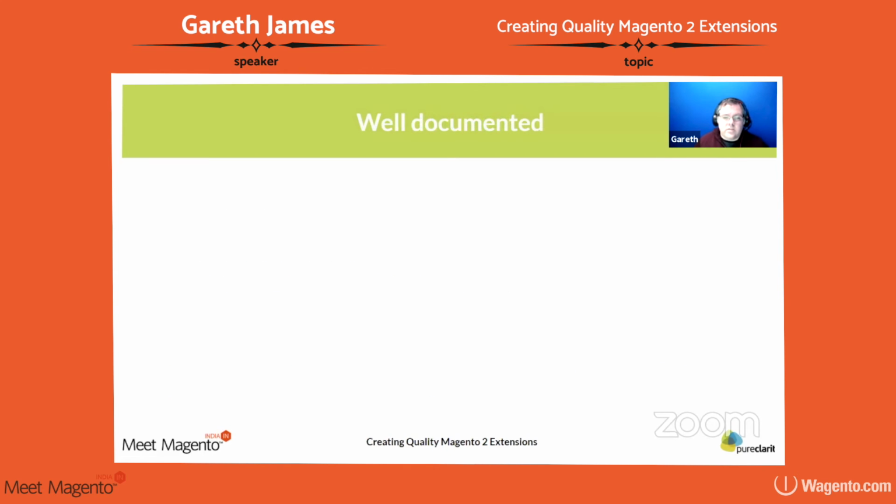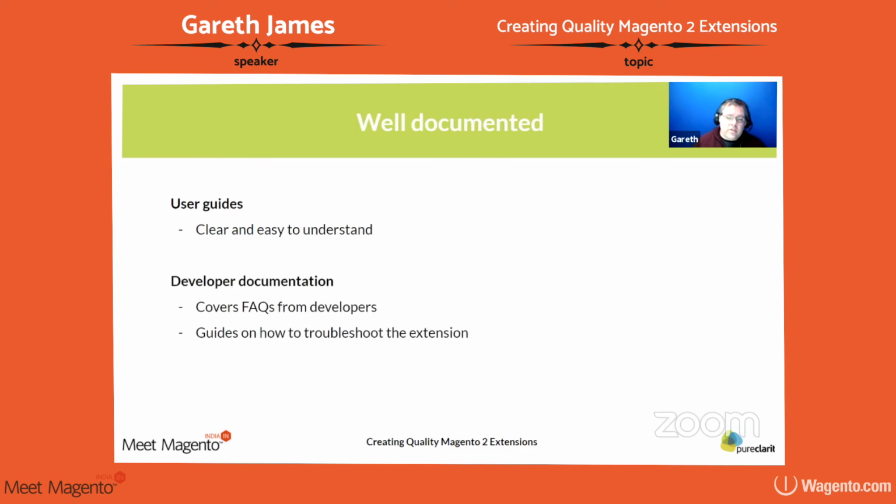So documentation: good modules are well documented. Developers and merchants should be able to easily access detailed user guides, and they should give clear and easy to understand information about the functionality in your extension, giving tips and tricks on how to use it. The developer documentation should cover any frequently asked questions that they have, also guides on troubleshooting, things to look at, flow diagrams, and the like, and also common areas of extension, like I mentioned before.